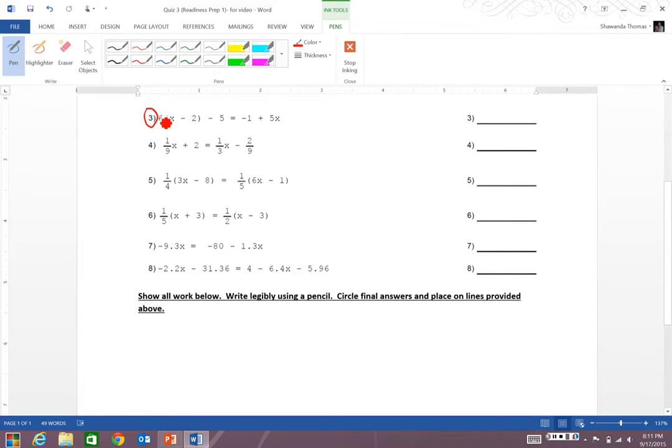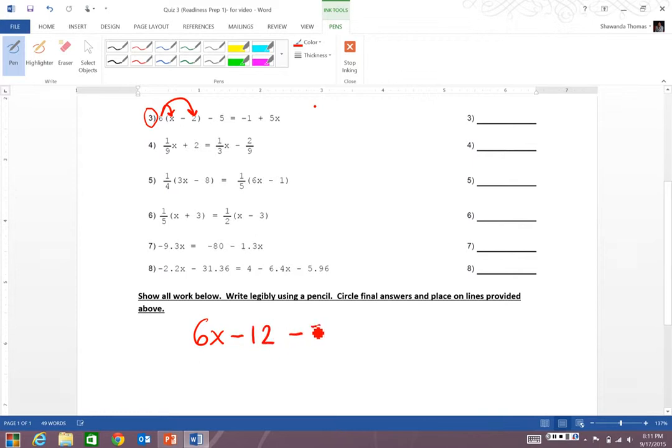Alright, we have 6 and then a parenthesis, x minus 2, close parenthesis, minus 5 equals negative 1 plus 5x. What does that number right beside the parenthesis imply? It implies that we have to use the distributive property and multiply the number times everything inside of the parentheses. So we have to distribute again. 6 times x is 6x. 6 times a negative 2 is negative 12. So we write minus 12.